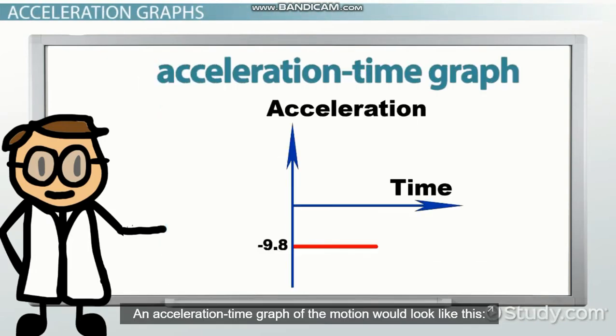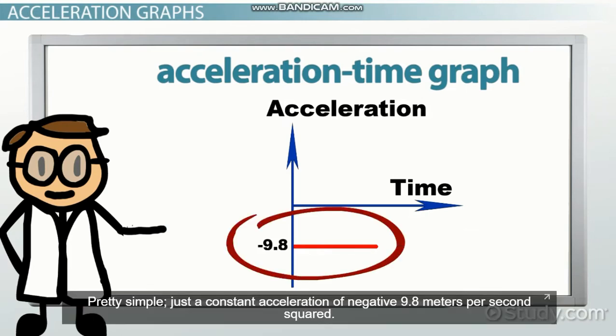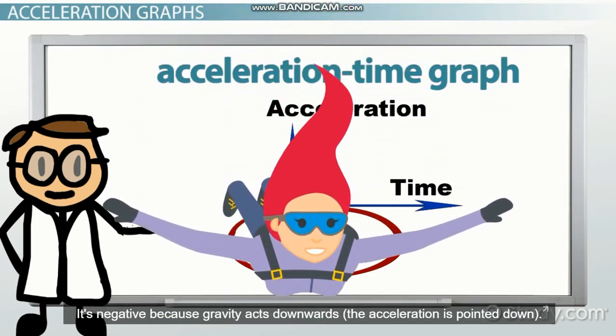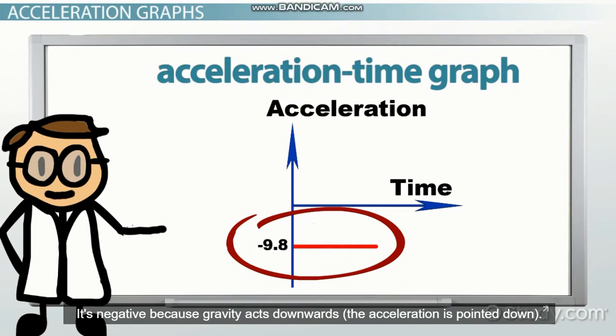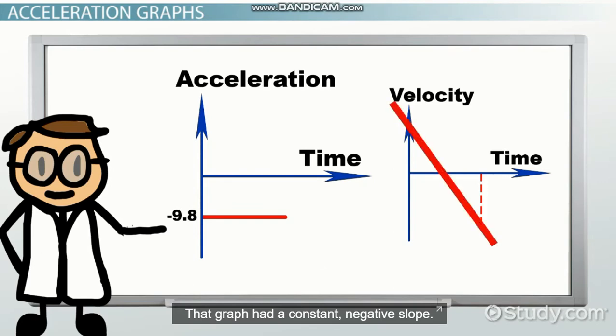An acceleration time graph of the motion would look like this. Pretty simple, just a constant acceleration of negative 9.8 meters per second squared. It's negative because gravity acts downwards. The acceleration is pointed down. Again, this can be seen as the slope of the velocity time graph. That graph had a constant negative slope, so we have a constant negative acceleration.